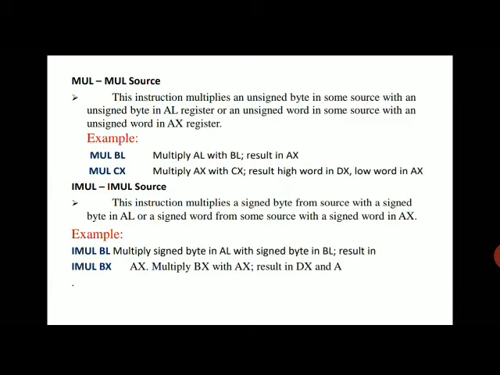Here the operation that takes place is multiplication of AX with CX, and the high word is stored in DX and the lower word is stored in the AX. And the next instruction is IMUL. What is the difference between MUL and IMUL? MUL multiplies the unsigned byte and IMUL multiplies the signed byte or word of data. It is specified in the example IMUL BX. It multiplies BX with AX and the result is stored in the DX.